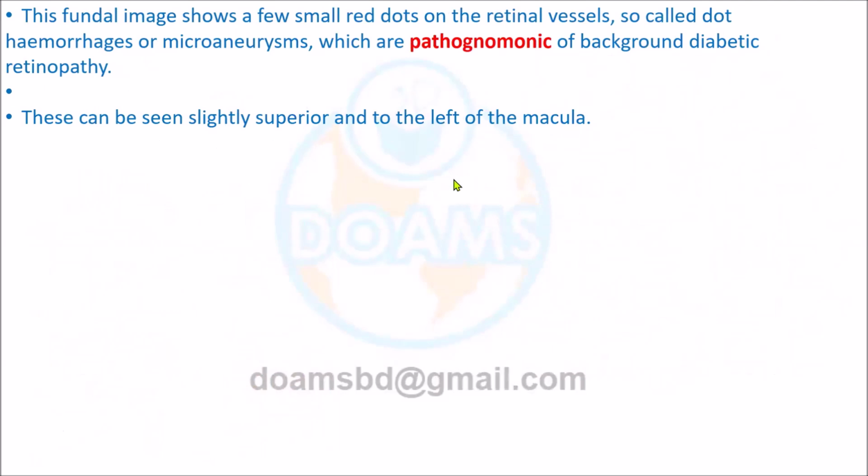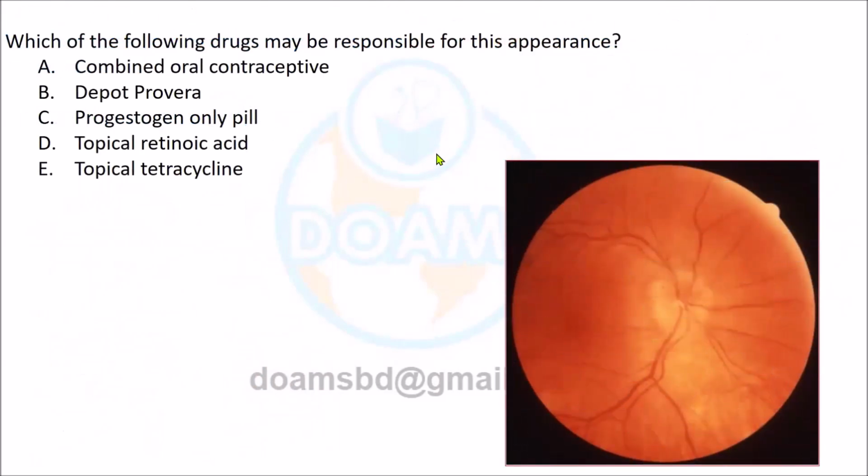Somebody said it is a dot hemorrhage, but try to remember dot hemorrhage, blood hemorrhage and microaneurysm. Try to understand the three things separately. It will be easy to understand. This is a background retinopathy. Now this picture.